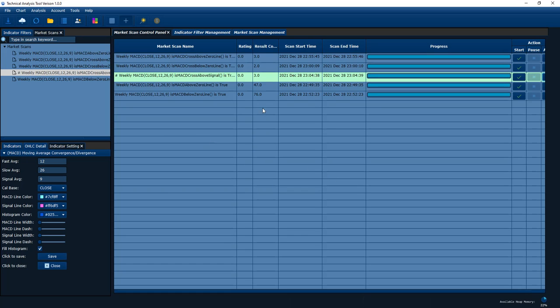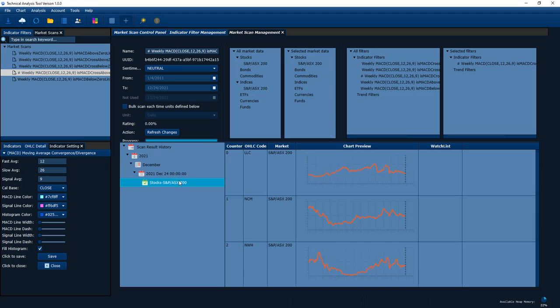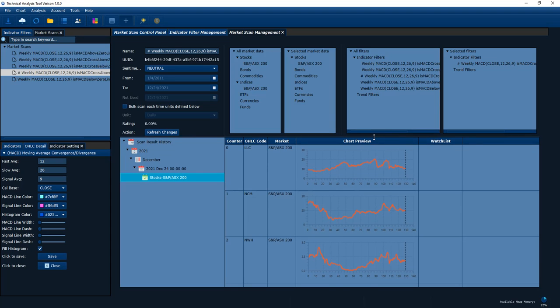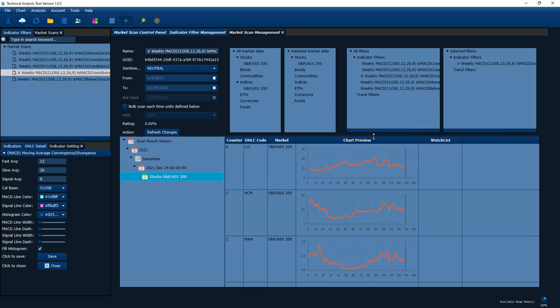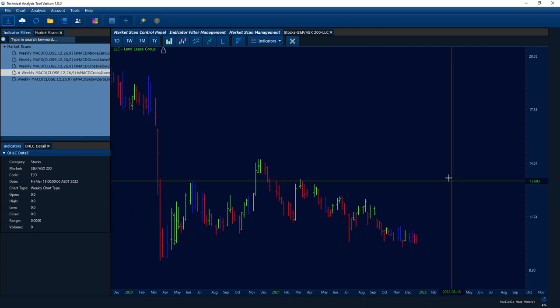Are we lucky again? So we got 3 candidates here. If you refresh the result tree, let's take a look at the results. Double click on those results. All right, we got 3 stocks. They're crossovers: the MACD line crosses above the signal line beneath the zero. Let's take a look at the first one.